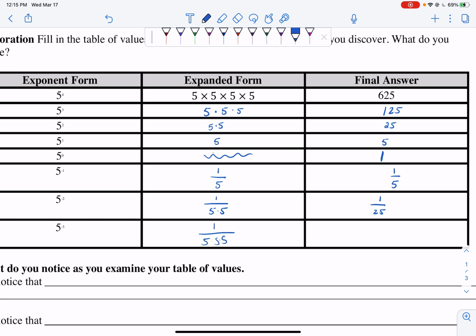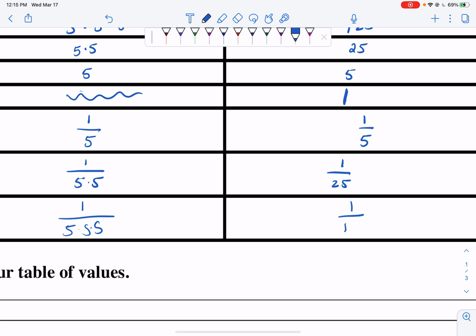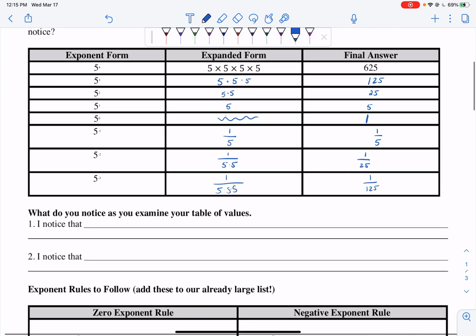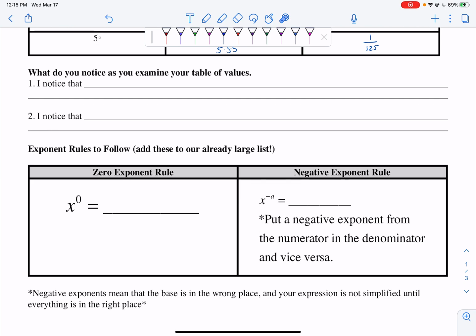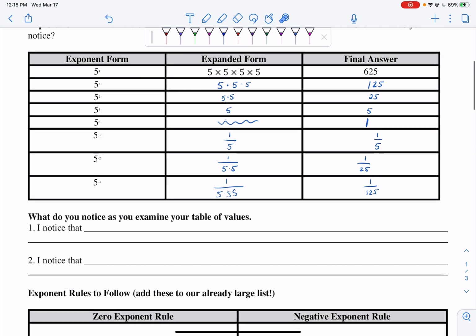1 over 125. So one of the things I'm going to ask you on your edPuzzle is, what do you notice? I want you to tell me two things that you notice about your table of values that we just came up with, going all the way from 5 to the 4th to 5 to the negative 3. Look at your final answers. What do you notice? So I notice that as I decrease my exponents, the more negative I get, I get fractions with bigger denominators. I also notice that the higher my exponent, the larger my number.